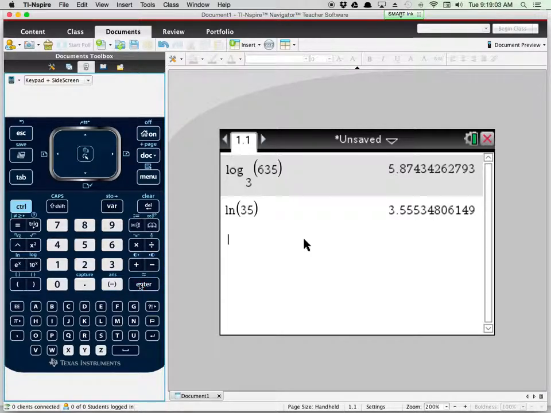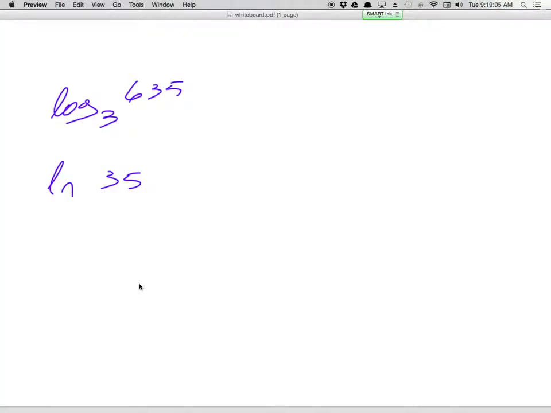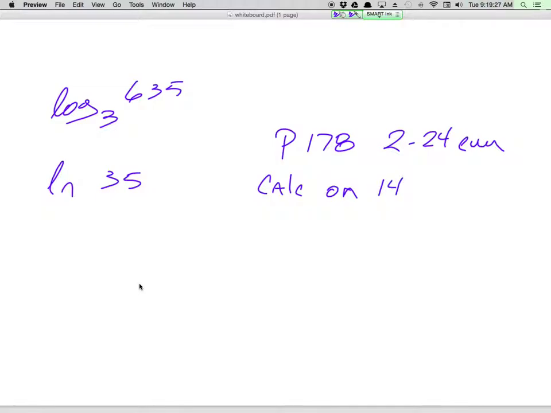Here is your assignment. Page 178, 2 to 24 even, and you're only using your calculator on 14, 16, and 18. Everything else you need to do without a calculator. It's easy, but still.